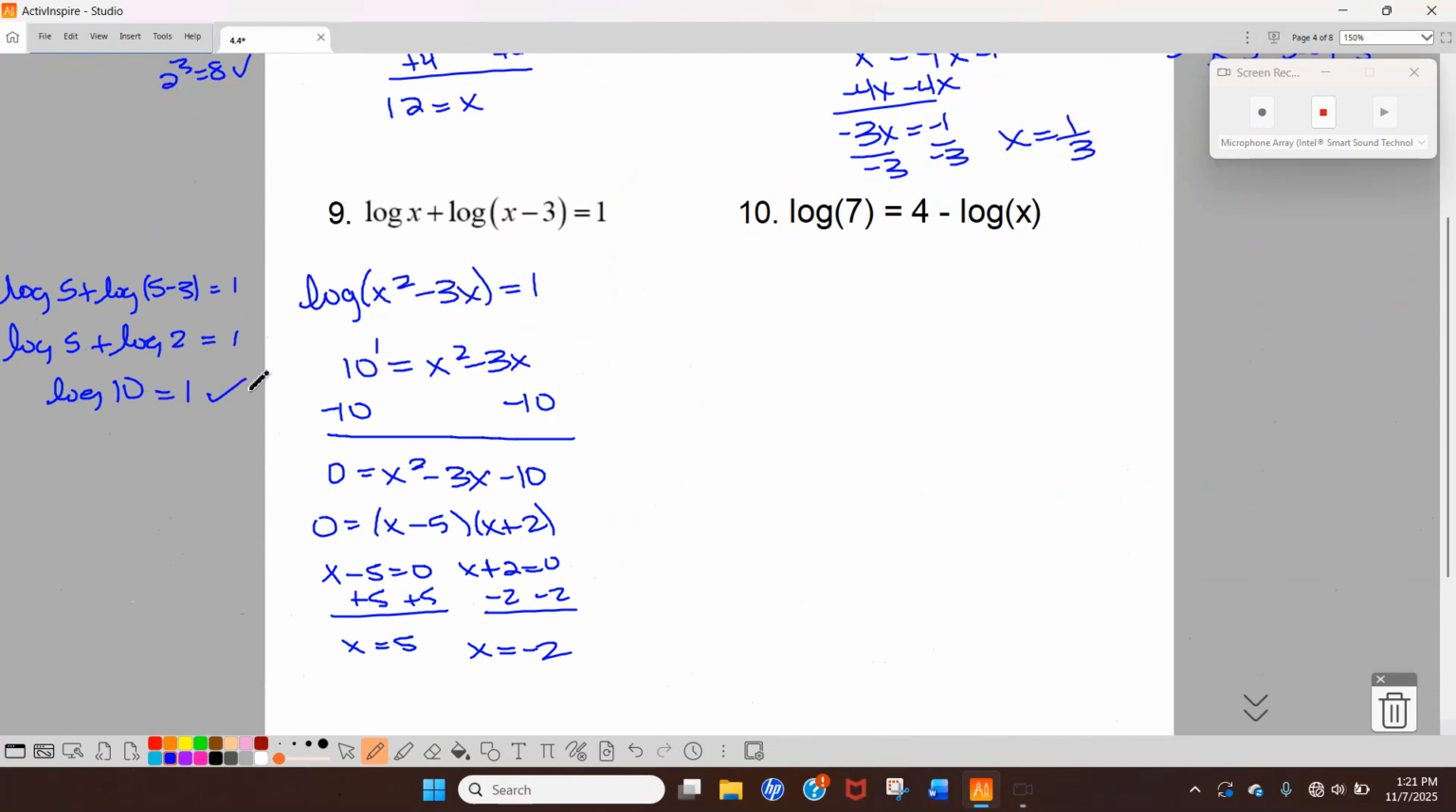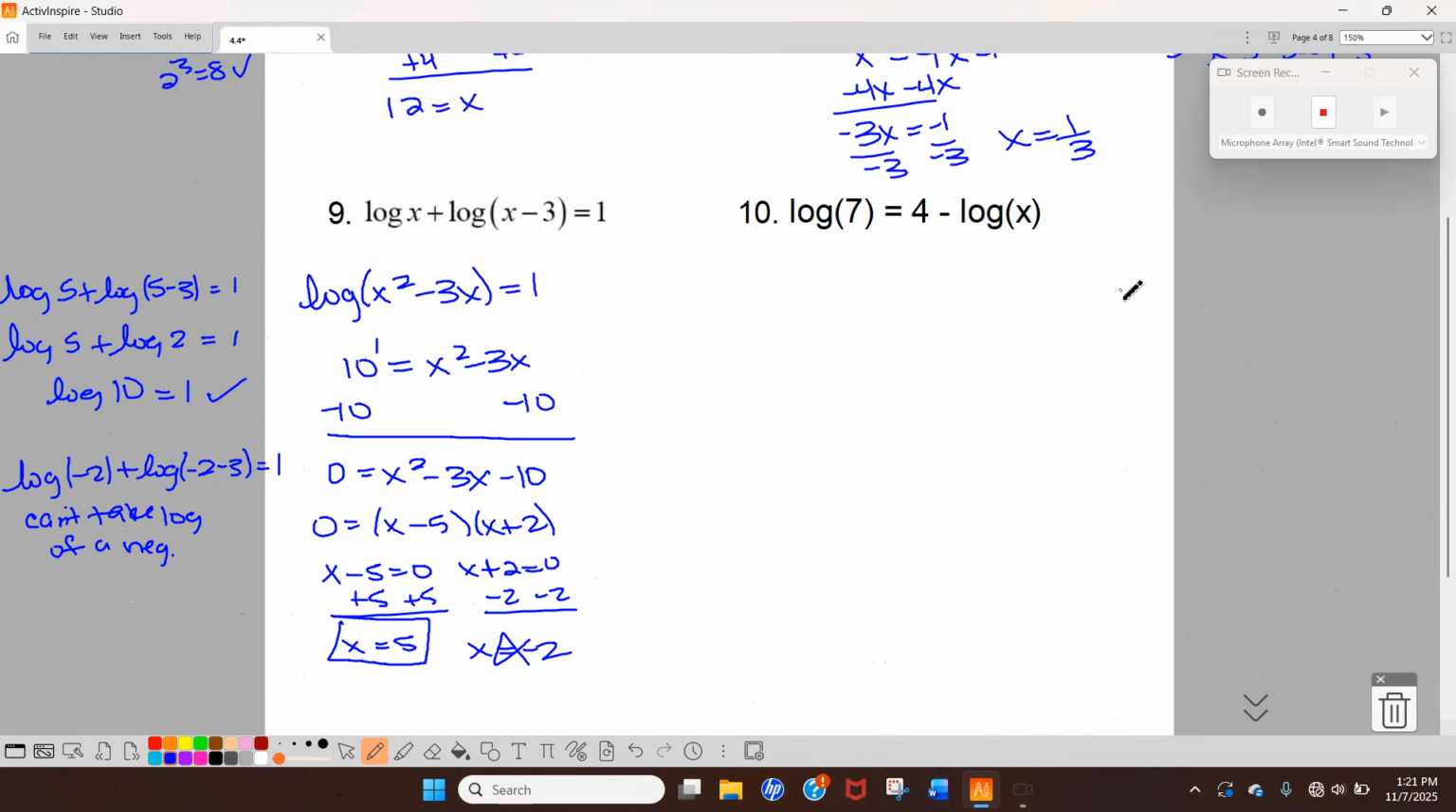That one works. All right, so going back and trying the -2, log of -2 plus log of -2 minus 3 is equal to 1. You can stop right here and say cannot take log of a negative and you're done. That one does not work. So -2 is garbage. 5 is the answer.